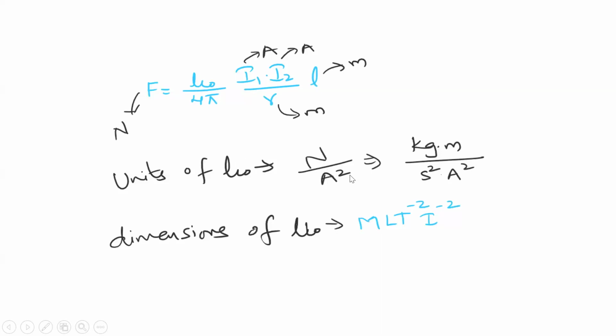So the unit of mu naught is Newton by ampere square. We know that Newton is equal to kg meter per second square, and in the denominator ampere square. So the dimensions of mu naught: kg is mass M, and meter is length L, so L power 1. Second square is in the denominator, so T power minus 2. Ampere square is also in the denominator, so I power minus 2. So permeability of free space mu naught has this dimension.